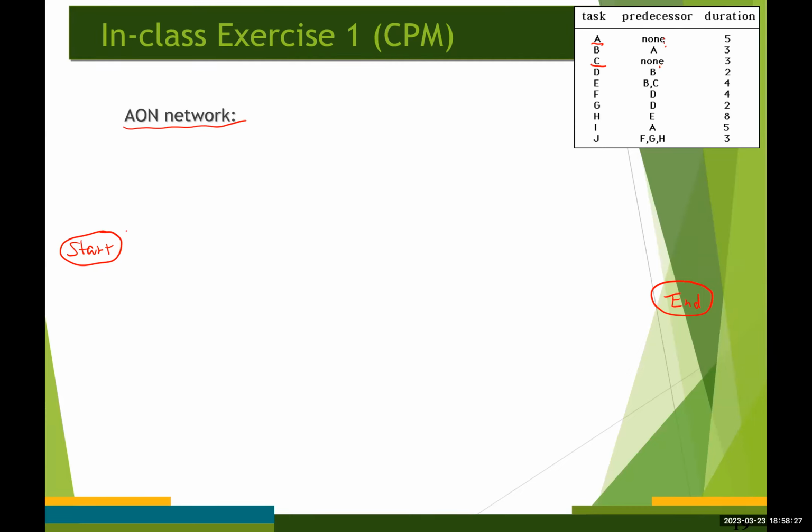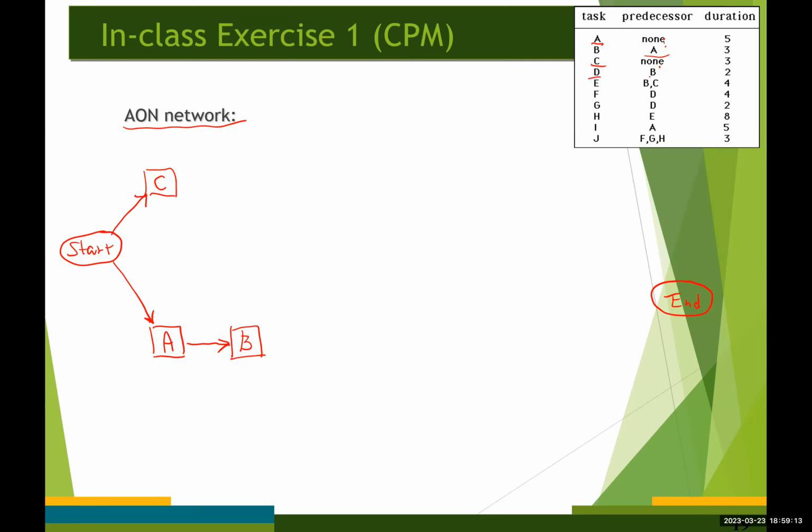So we have activity A down here, and then up here, we have activity C. Both have no predecessor, so they have a direct connection from the start node. And then activity B has A as a predecessor, so I'm going to put B down here, and then a directed arc here. Okay.